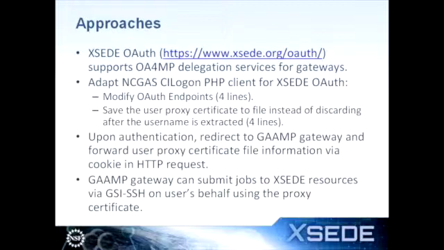So once the user first comes and talks to our PHP client and is authenticated, they will be redirected to the GAAMP gateway with their proxy certificate file information encoded in the cookie in the HTTP request. Then the GAAMP gateway will in turn submit jobs through XSEDE resources through GSI-SSH on the user's behalf.